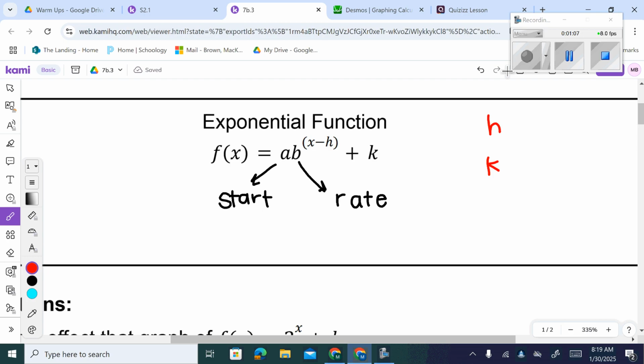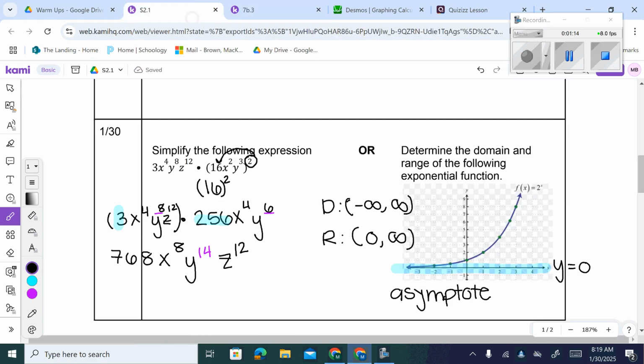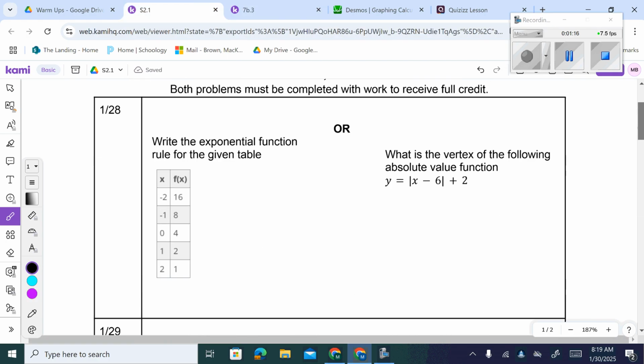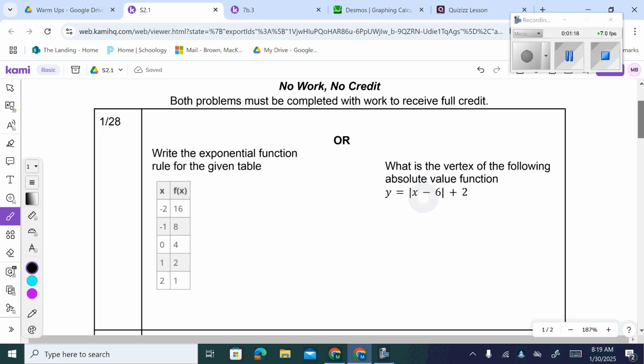I'm going to add. Remember when we found the vertex the other day in the warm-up? No. Okay, well let's go back to it. Look, this vertex right here. What did you do with this 6? You made it positive. So this vertex ended up being 6, 2. If it was on the inside, you did the opposite. If it's on the outside, it stayed the same.